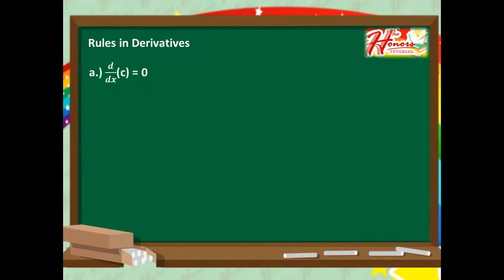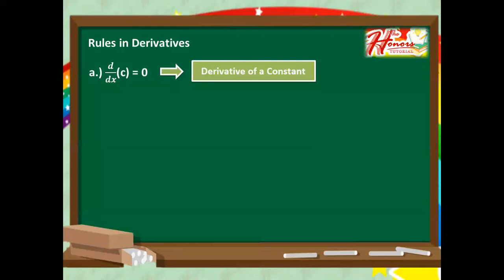The first rule is d over dx of c is equal to 0. So this is for the derivative of a constant. Meaning every example here having a constant will be equal to 0. The constant itself, okay, not the whole term or the whole equation. The constant itself is equal to 0. No need to compute for that.